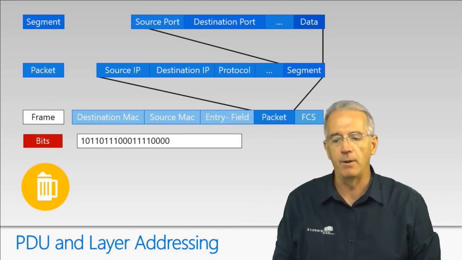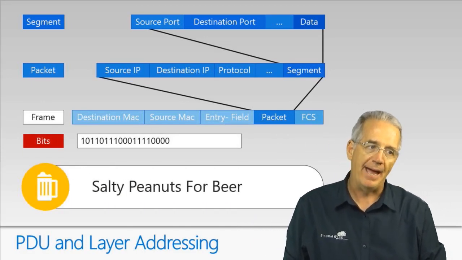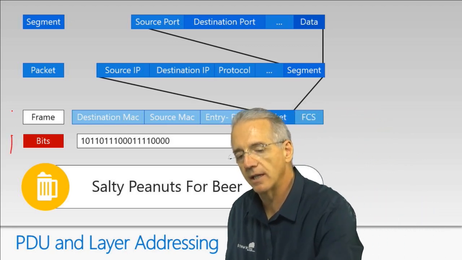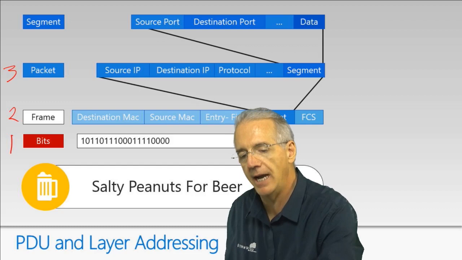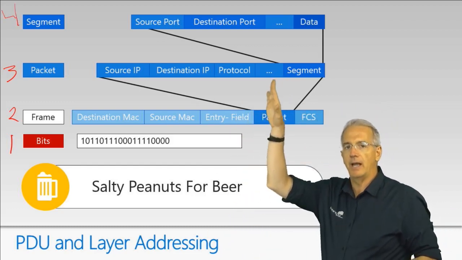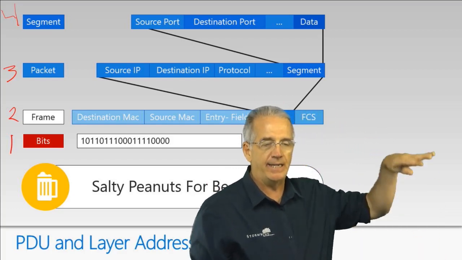You have to know the protocol data units. And the way that I remember it is salty peanuts for beer. Segments, packets, frames, and bits. This is layer 1, this is layer 2, this is layer 3, and this is layer 4. So they encapsulate it on the transmission side, and then on the receiving side, they decapsulate it.